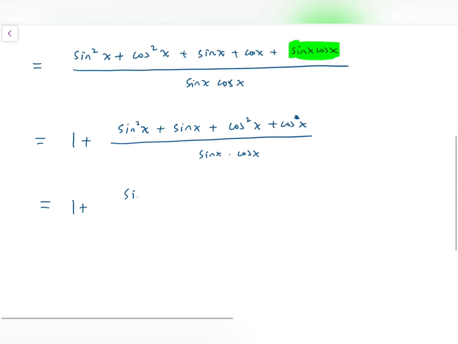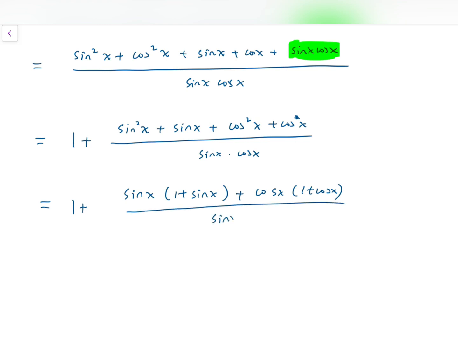And then we have the first two terms with a common factor, so we can take it out, and that becomes sine times (1 plus sine). Similarly, the other two terms become cos times (1 plus cos), over sine times cos. And if you split the fraction now, then you will get (1 plus sine) over cos, not multiplying now, but we are actually adding (1 plus cos) over sine.